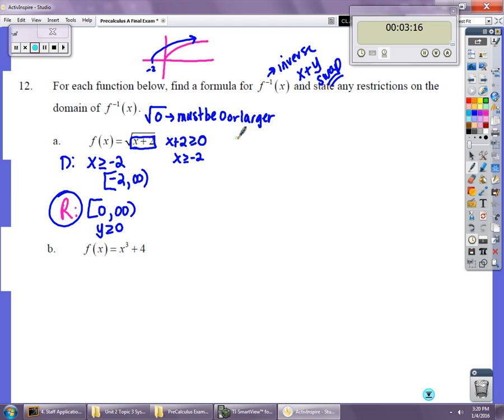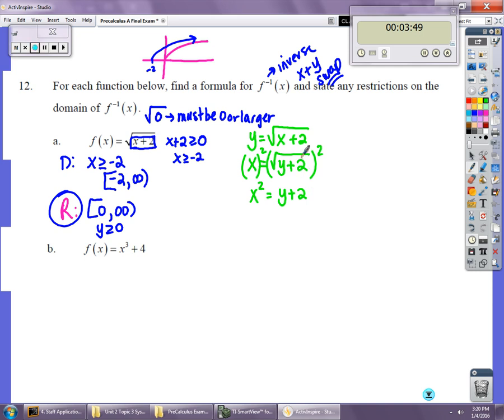All right, so I'm going to swap colors here. First thing I'm going to do is rewrite this using y. Step 1 is to swap the positioning of the x and y. So I'm going to rewrite it as x equals the square root of y plus 2. I want to solve it for y. In order to get rid of the square root, we're going to square both sides. And that frees up the y and the 2.